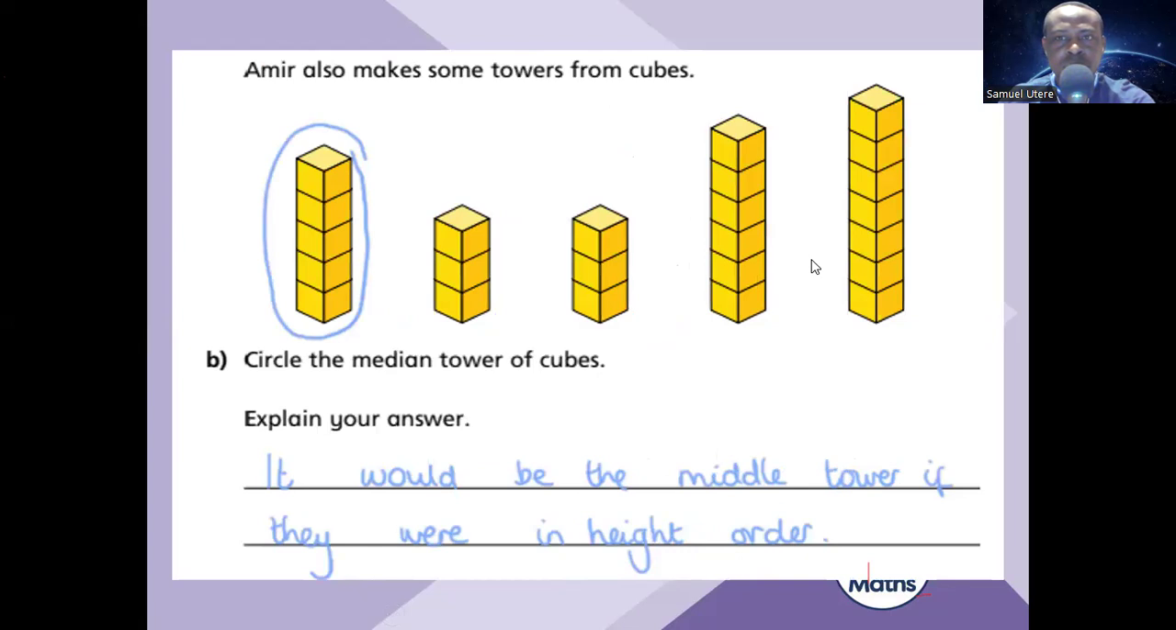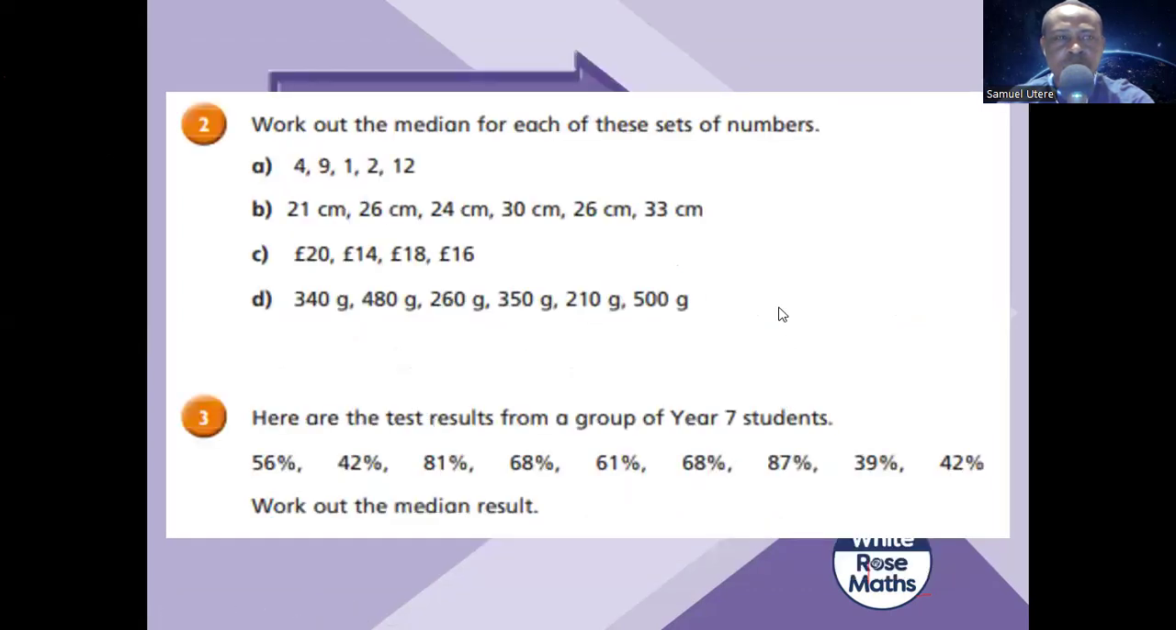Question 2, you have to put them in order before you can actually spot the median. So I have also made some towers from cubes, and here we're asked to circle the median. You could simply count the number of blocks that make each of the towers and then order the numbers as figures before you find the median. Next one. Questions 2 and 3. Pause the video and have a go at questions 2 and 3 for 4 minutes.